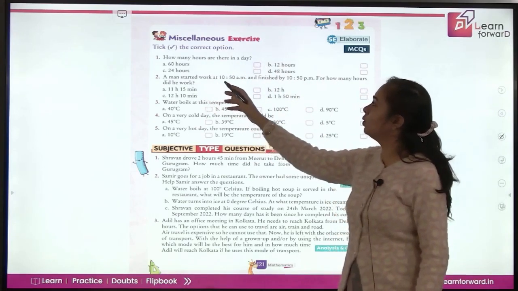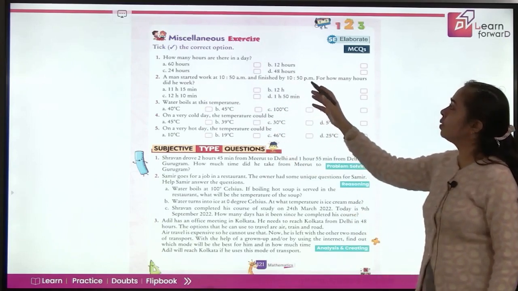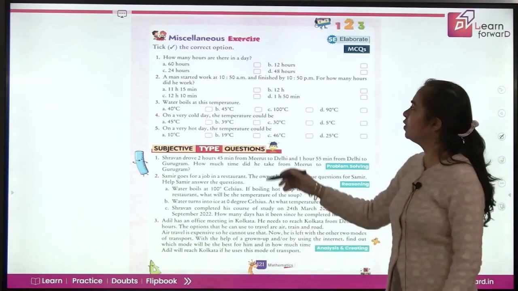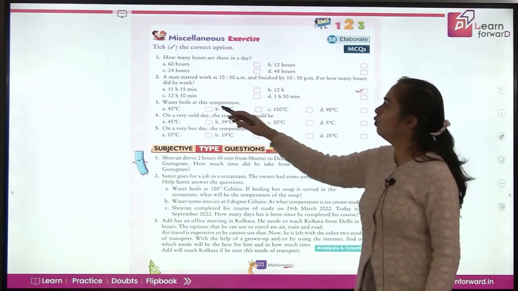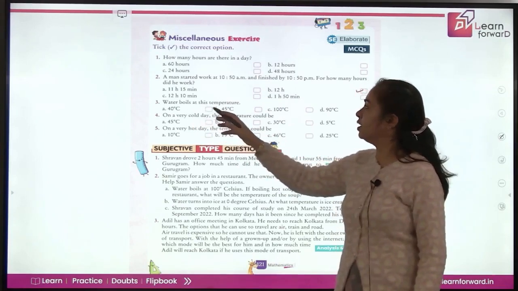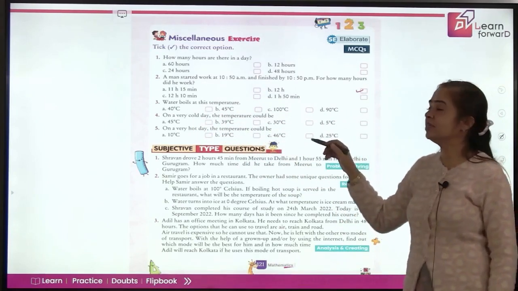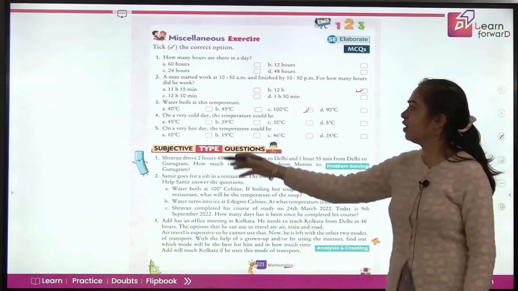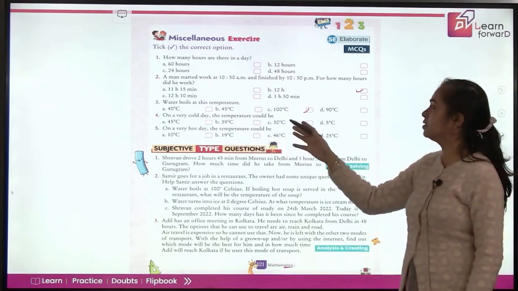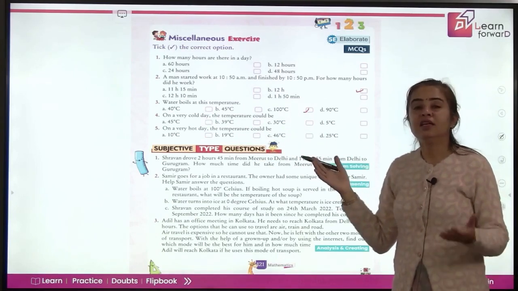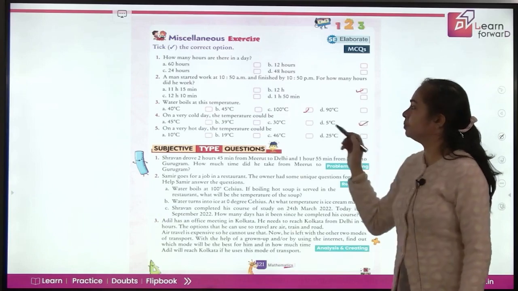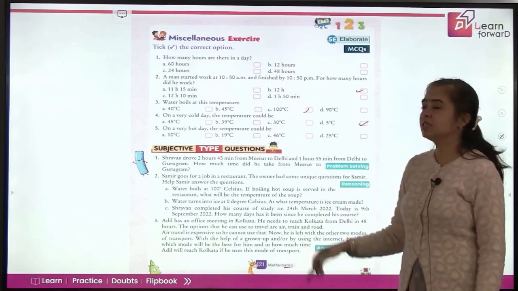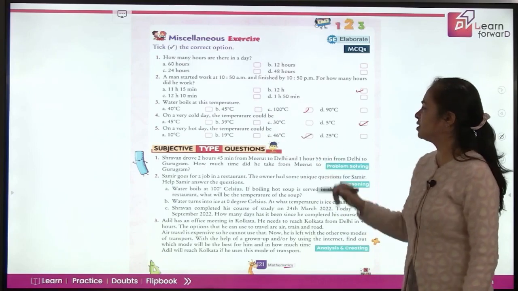A man started work at 10:50 a.m. and he finished by 10:50 p.m. So what do you think is the duration? Good, that is 12 hours. Perfect. Next, water boils at this temperature. Is it 40 degrees C, 45, 100 or 90 degrees Celsius? On a very cold day, the temperature could be what? 45 degrees Celsius, 39 degrees Celsius, 30 degrees or 5 degrees? Yes, 5 degrees. All these are higher temperatures. On a very hot day, the temperature could be exactly 46 degrees Celsius.